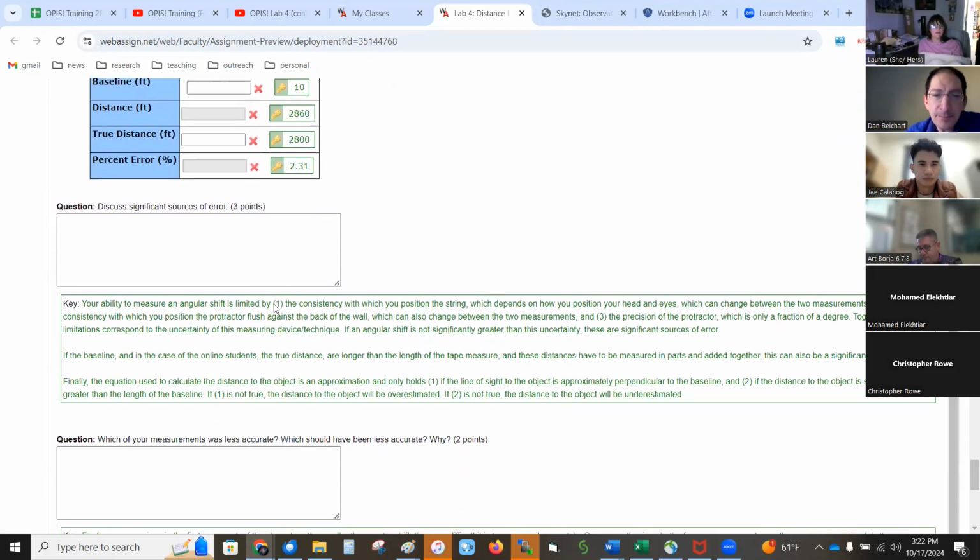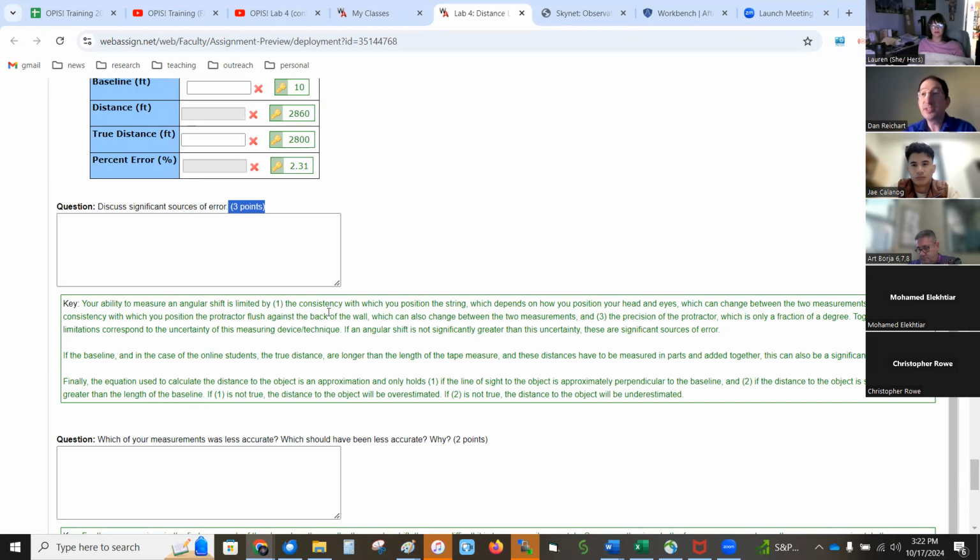Sources of error. I came up with 6 things. If they get 3 of them, I'm happy. Difficulty positioning the string. Now, technically, if they position the string incorrectly, but they do it incorrectly the exact same way for both points, that's not a source of error. I don't expect them to be that subtle. But difficulty positioning the string, difficulty having the protractor flush up against the wall. That's also one, if they did it wrong in the same way at both points, it would cancel out.